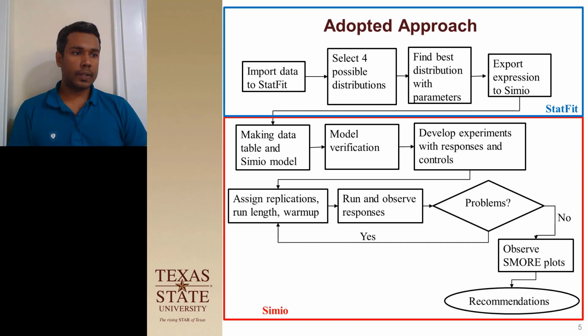Here is the approach we adopted. This is the diagram. First, we imported data to StatFit, then selected possible distributions. After that, we found the best distribution with parameters, then exported the expression to Simio. After exporting to Simio, the first step is making the data table and Simio model, then Simio verification. After that, developing experiments with response and controls, then assigning replications, run length, warm up, etc. Then run and observe responses. After that, we need to check if there are any problems. If yes, we return to assign replications. If no, then we observe the S-mode plots. After that, we make recommendations.